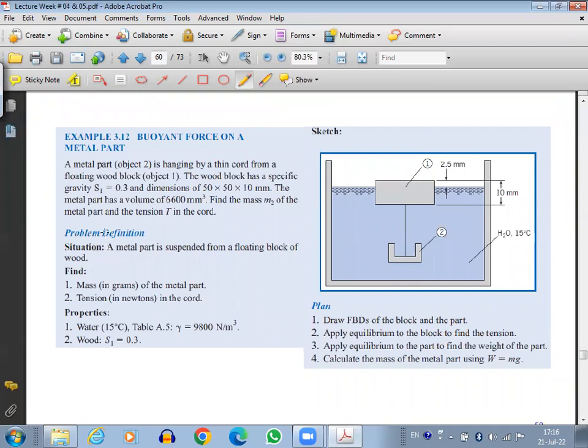Okay, a metallic part is hanging by a thin cord from a floating wood block. The wood block has a specific gravity of 0.3 and dimensions of 50 by 50 by 10 millimeter. The metal part has a volume of 6600 millimeter cube. Find the mass of the metallic part and the tension in the cord.